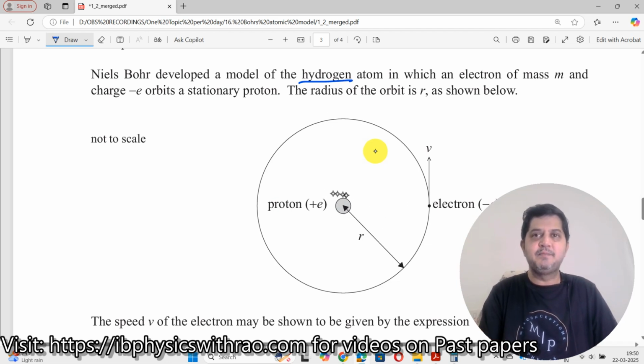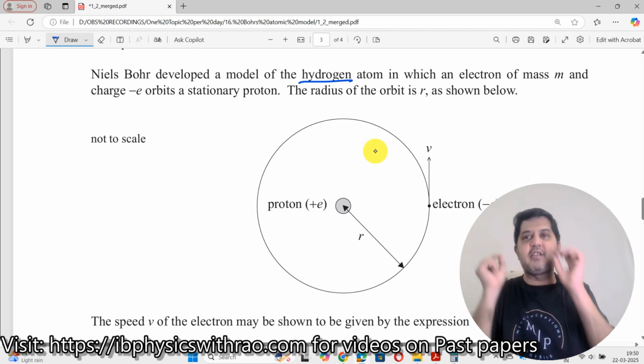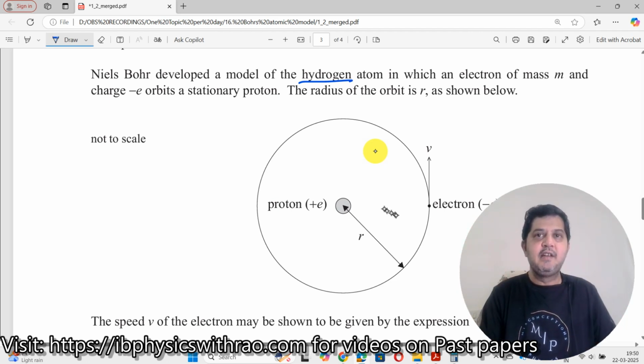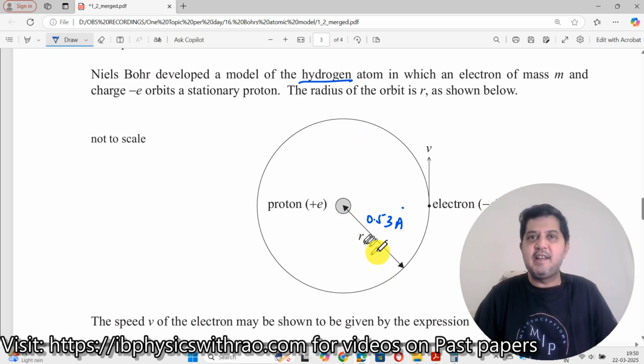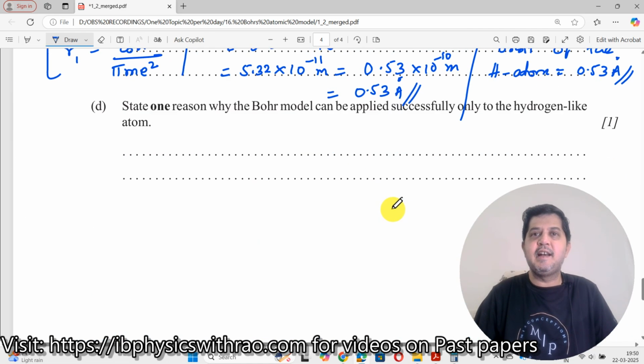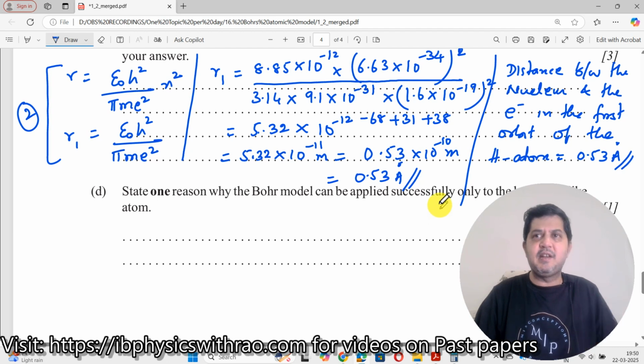So hydrogen atom, n equal to 1, which means what? The nearest electron to the proton, to the nucleus. So this is the first orbit electron in a hydrogen atom, and this distance we estimated to be 0.53 angstrom. Sometimes this radius is also called Bohr's radius. If you know this, you can write this. Otherwise, no issues, you can just stop over. This will fetch you complete 3 marks.